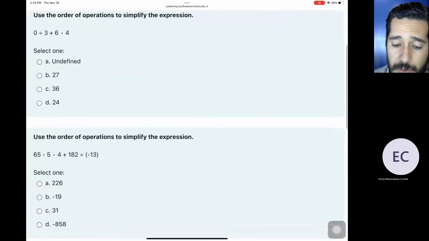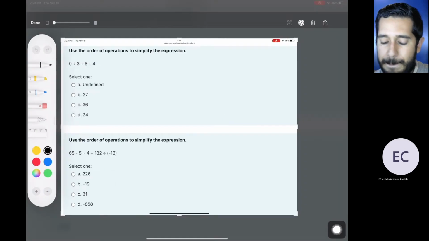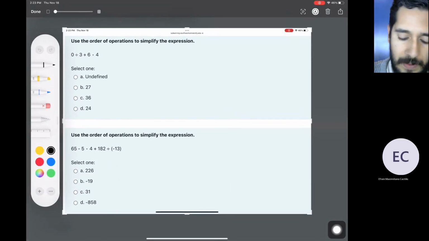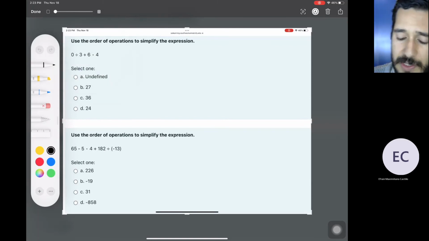So, using the order of operations to simplify expressions. Okay, let's go ahead and start with the first one. Remember that the order of operations is going to tell me the only correct way to perform this operation. And there's a mnemonic that we call PEMDAS.